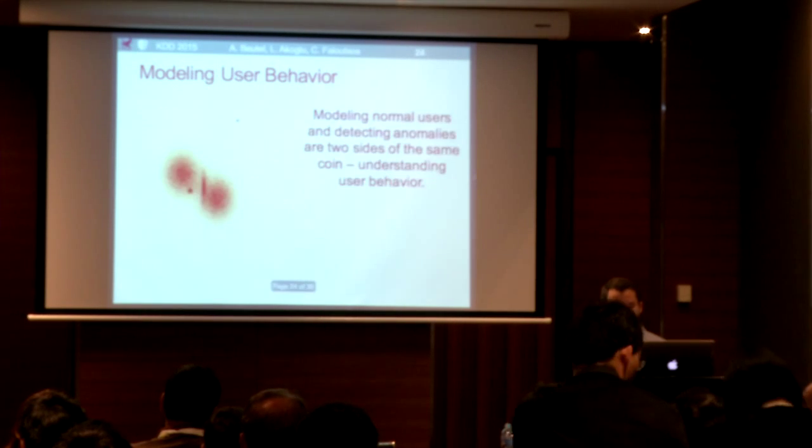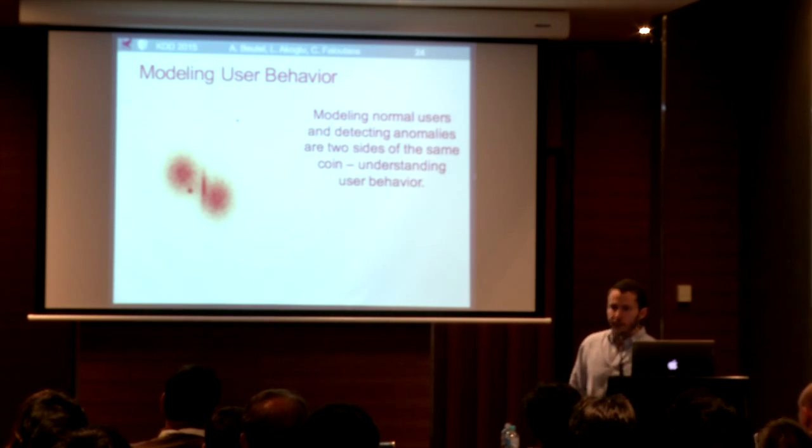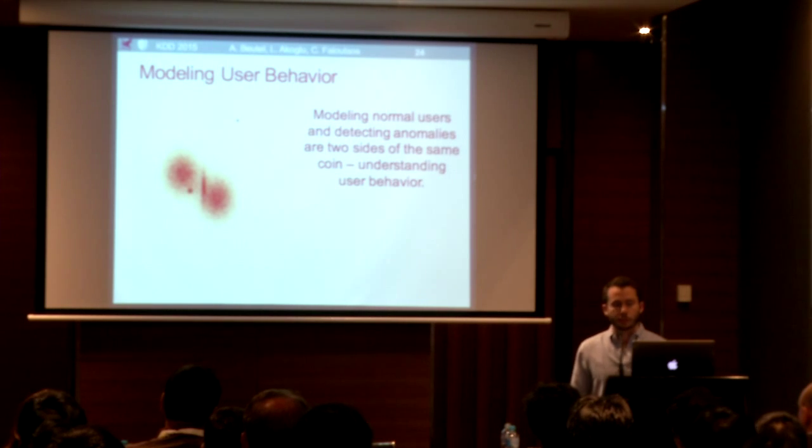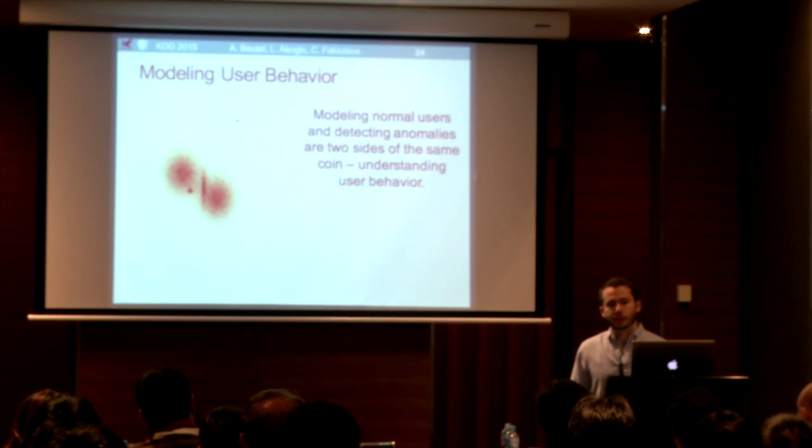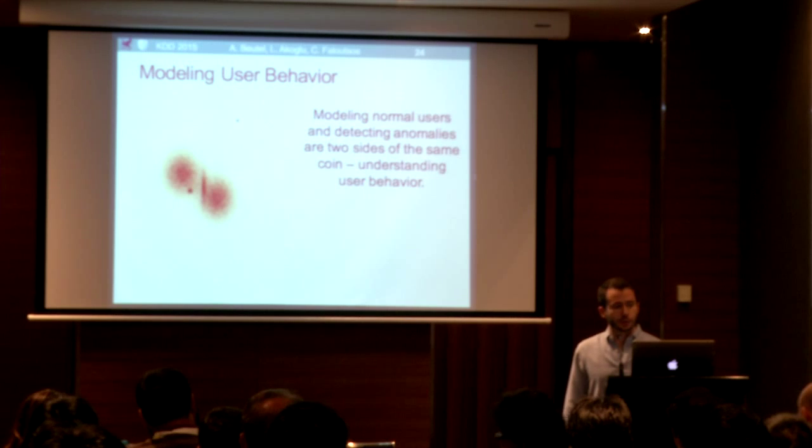And so this is, I think, one of the key things we're trying to explain in this tutorial: the relationship between these different problems, and in particular between modeling normal, typical behavior and anomalies, and how they are really just two sides of the same coin, and viewing them jointly is useful.